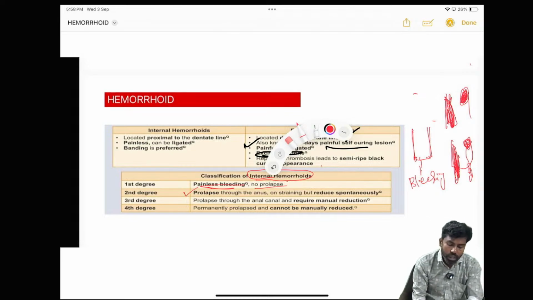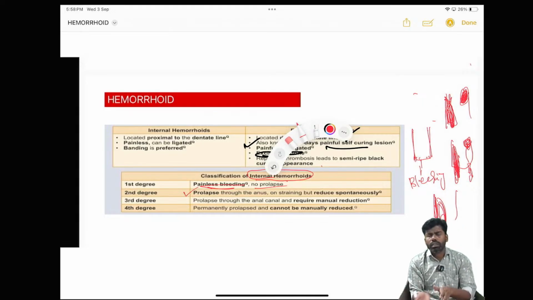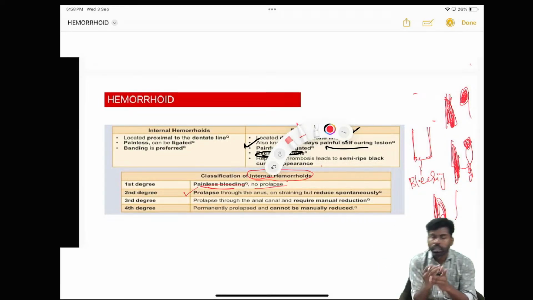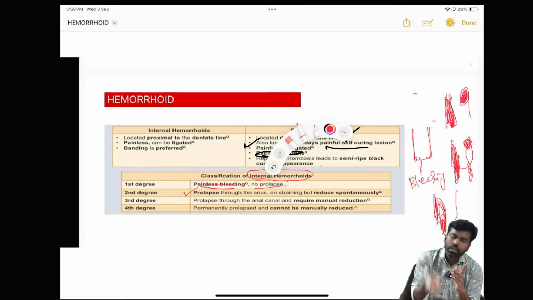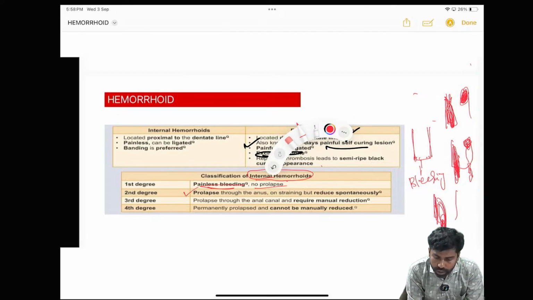What is fourth degree prolapse? Fourth degree is nothing but permanent prolapse. The pile mass stays out; even if you push it in, it does not go back. To recap: in the first degree there is only bleeding; in the second, the prolapse occurs during straining and goes back spontaneously; in the third, there is a prolapse but it requires manual retraction; and the fourth degree is complete prolapse, the prolapsed pile mass.